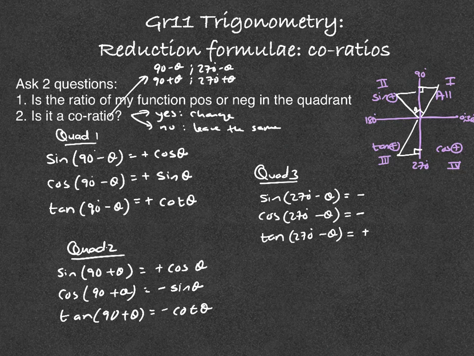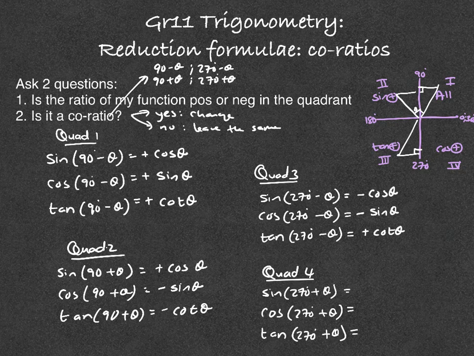So therefore, what is the co-ratio of sine? That would be cos. What is the co-ratio of cos theta? That would be sine theta. And what is the co-ratio of tan theta? That would be cot theta. Okay, hopefully you're getting the sense of this. So let's consider those in quadrant 4.